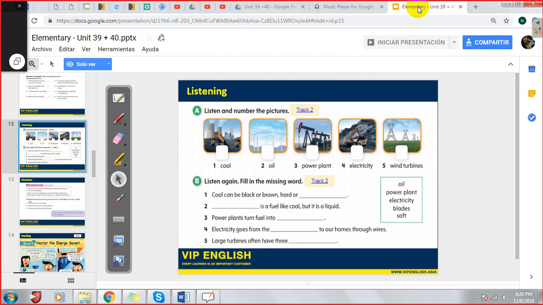All right. Could you catch up here? Coal can be black or brown, hard or soft. Yes, but you have to match the pictures with the words. For example, which picture is coal? Number 1. This picture, number 1? No, sweetie. Coal is picture number 4. Oh, okay.